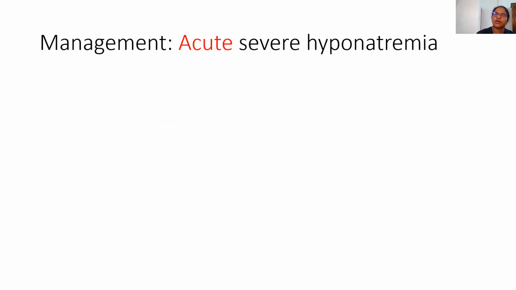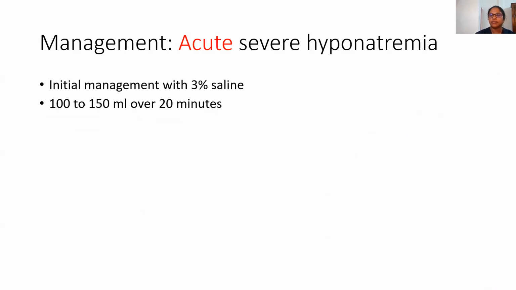So how would you manage acute severe hyponatremia now? As I have already discussed, you manage with 3% saline. So how would you give it? You can give 3% saline as a bolus. If the patient is having a seizure or respiratory arrest, you can give a 3% saline bolus. The dose is about 100 to 150 milliliters of 3% saline over 20 minutes.